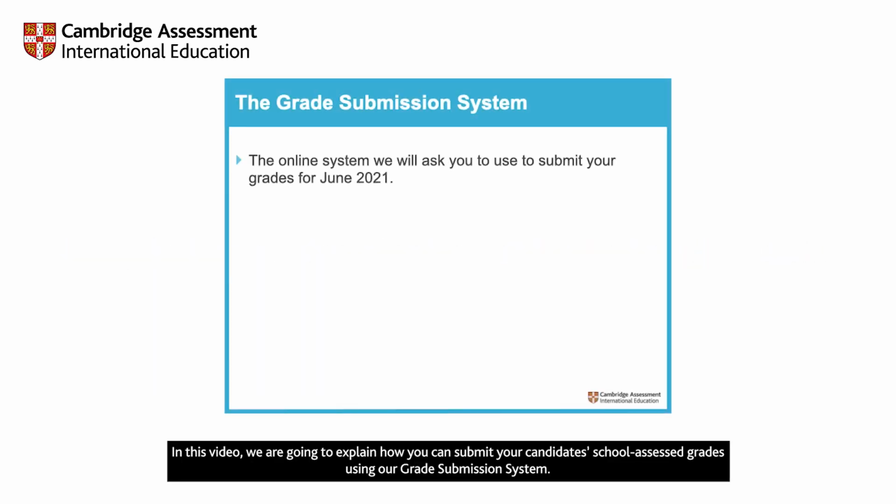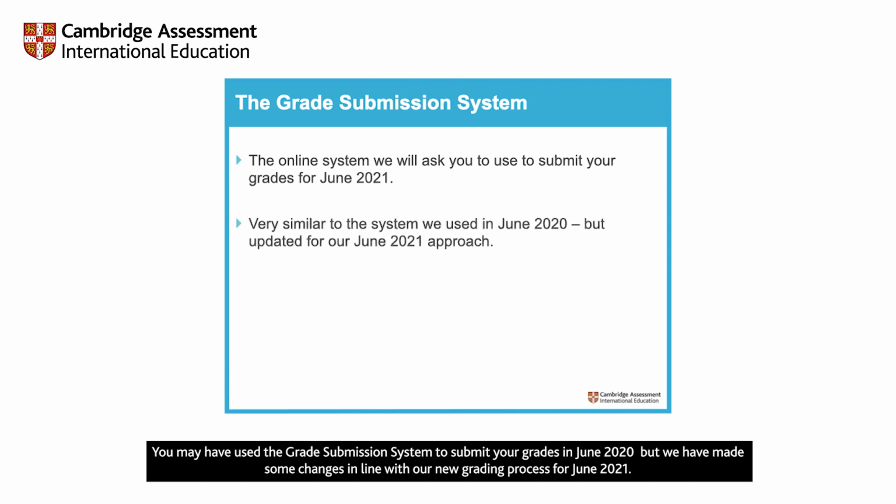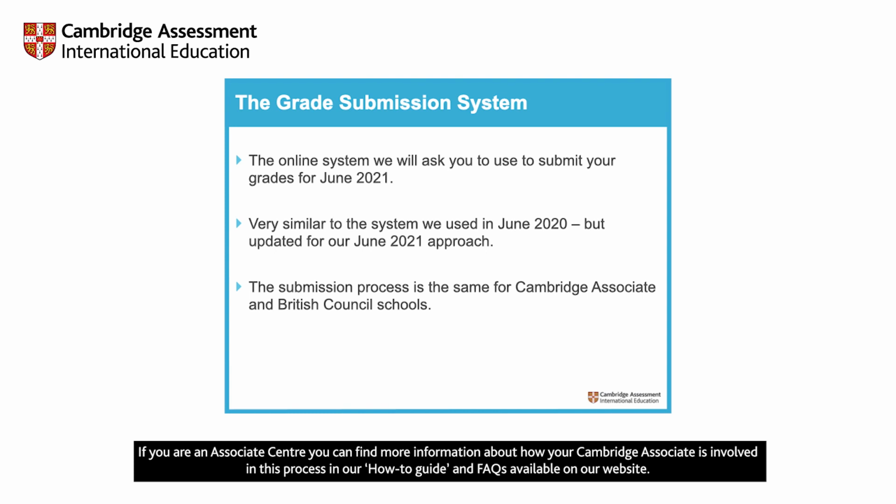In this video, we are going to explain how you can submit your candidates' school-assessed grades using our grade submission system. You may have used the grade submission system to submit your grades in June 2020, but we have made some changes in line with our new grading process for June 2021. If you are an Associate Centre, you can find more information about how your Cambridge Associate is involved in this process in our how-to guide and FAQs available on our website.